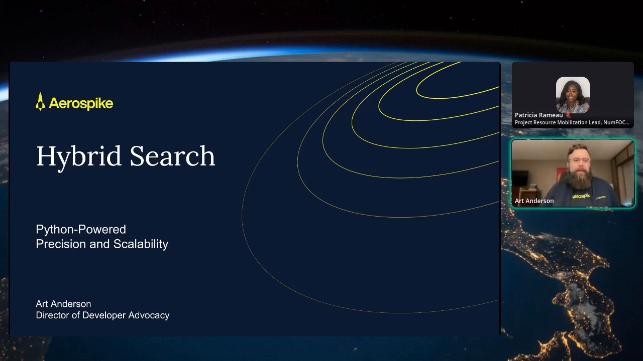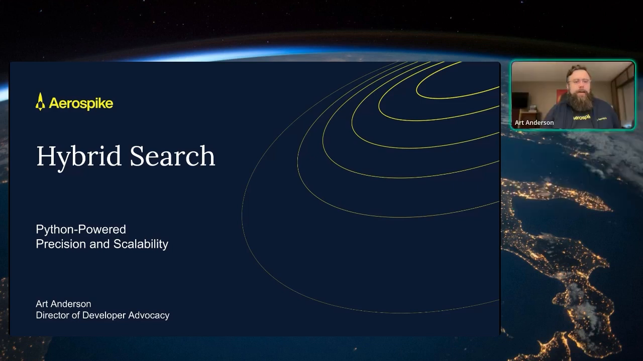So my name is Art Anderson, Director of Developer Advocacy at Aerospike. If you're not familiar with Aerospike, we're a NoSQL distributed database, and we'll be talking a little bit about the usage of Aerospike in building out this hybrid search today. But the focus is really on the journey of exploring combining vector search and keyword search together using Python to create a better site search for aerospike.com.